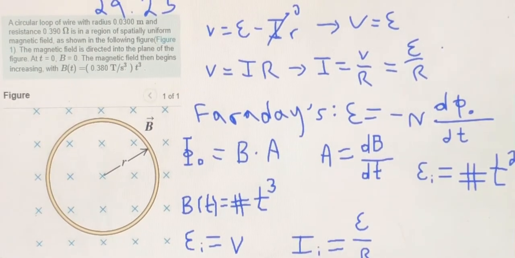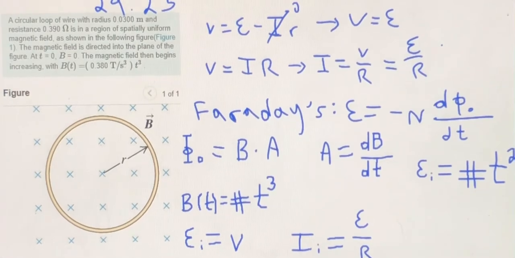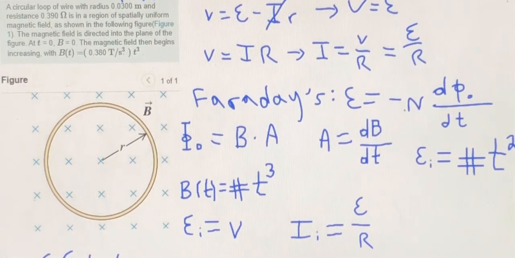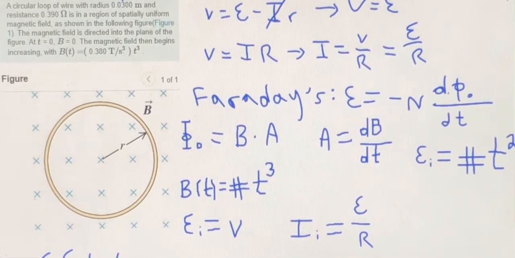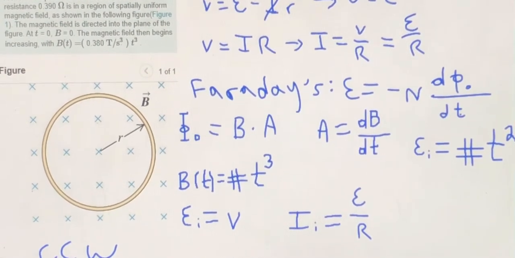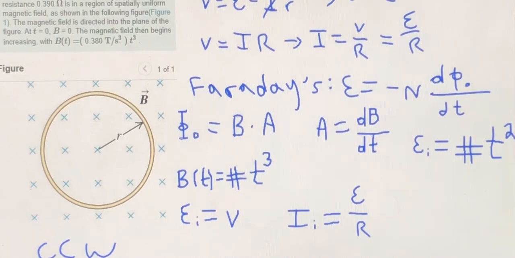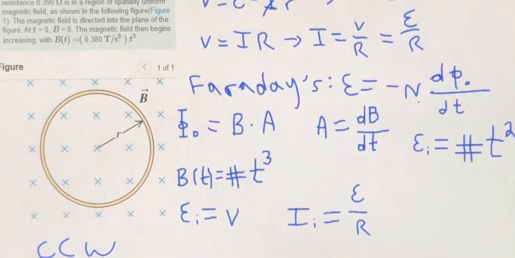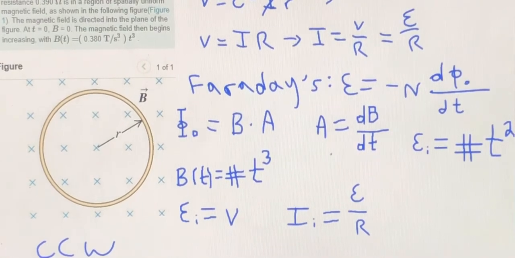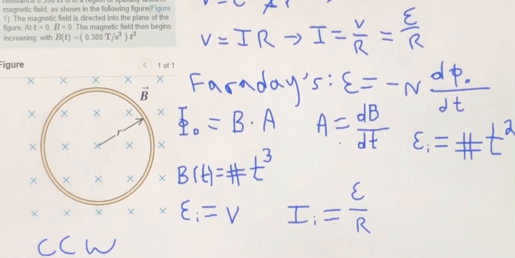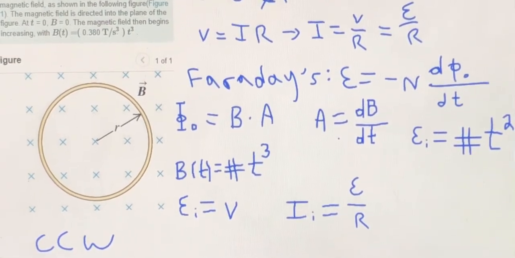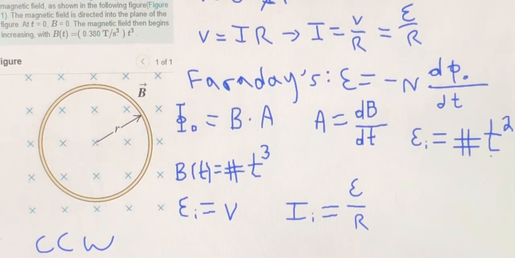To find I, we need to find EMF. In Faraday's law, EMF equals negative N d flux over dt. And we know that the flux equals B times A, so we plug our flux into this equation right here, and all of that reduces to A times dB over dt. We then differentiate it and we get EMF equals your number times T squared.